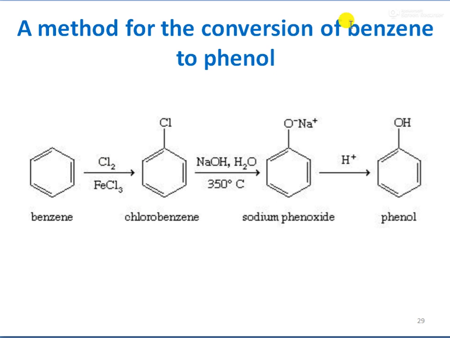So this is a method for conversion of benzene to phenol. Here benzene can first be converted to chlorobenzene using Cl2 and FeCl3 catalyst, and from the Dow process we can convert this chlorobenzene to phenol.